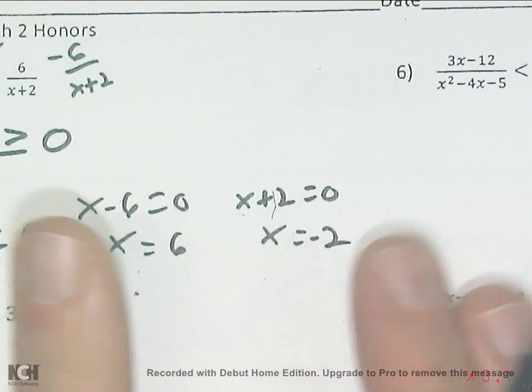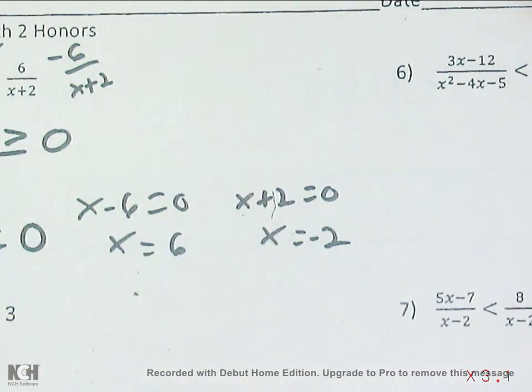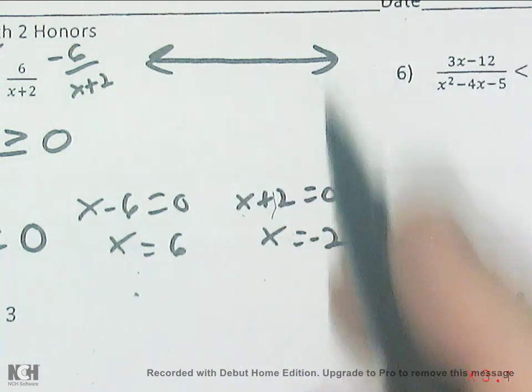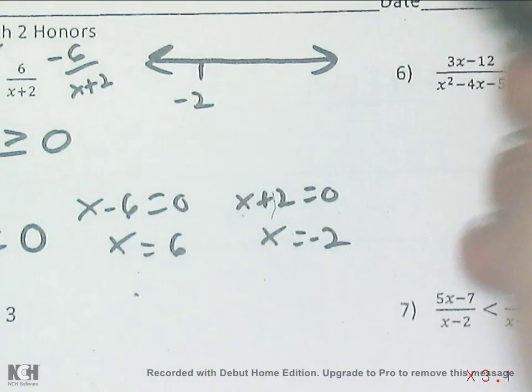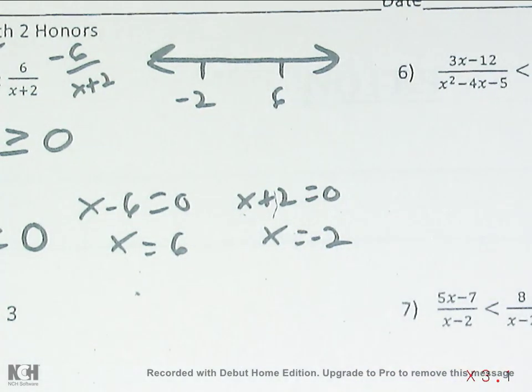These are my solutions. Sorry, you can't see what I'm doing. So this is where I now make a number line. I'm always going to put the least number first, so negative 2, and then the greater number, which would be 6. I put them on a number line. Then I need to put circles on here. Remember, depending on the type of inequality, if it's a regular inequality, you're going to have an open circle. If it's a greater than or equal to, you're going to have a closed circle.